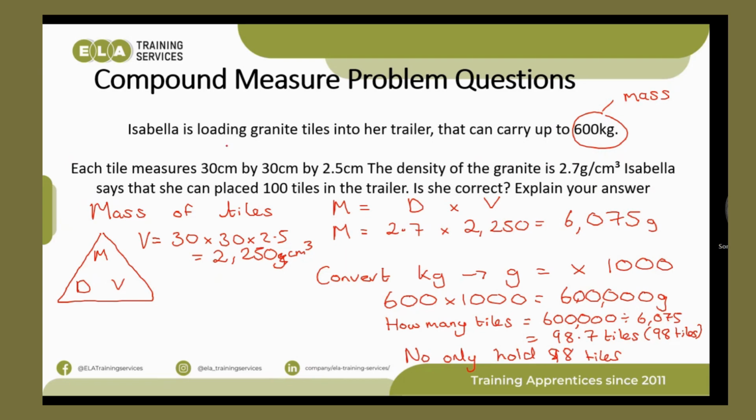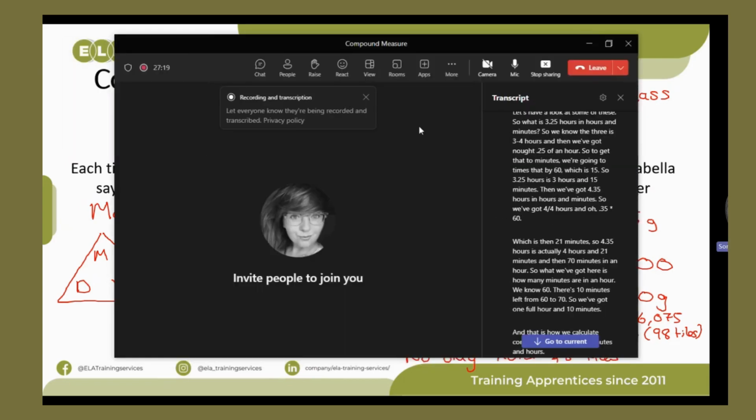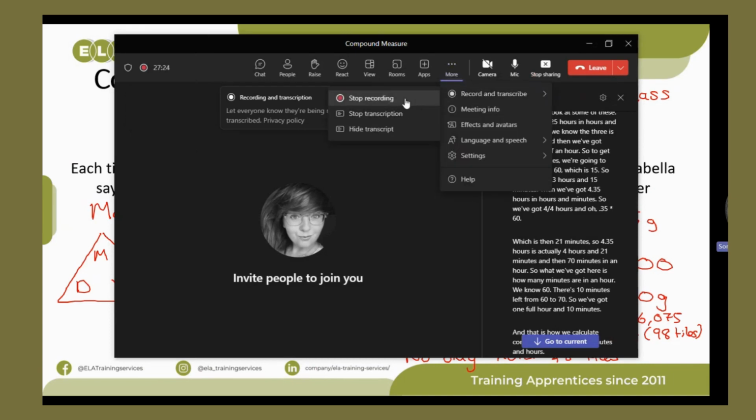And that is our compound measures, with rates of pay, speed, distance, time, and density, mass and volume. So now you'll be given revision cards in these 3 areas and a worksheet to complete.